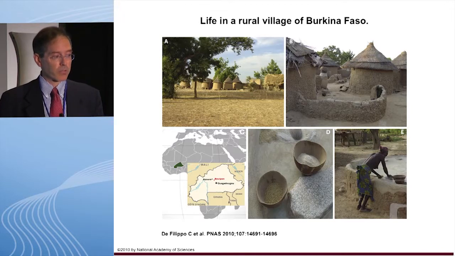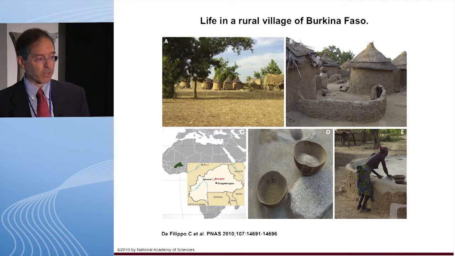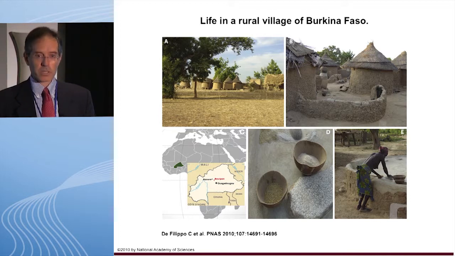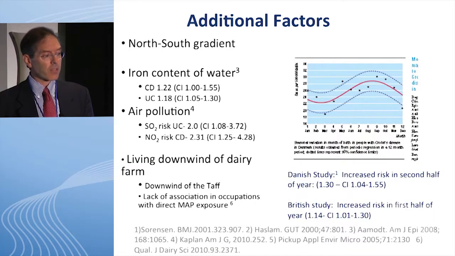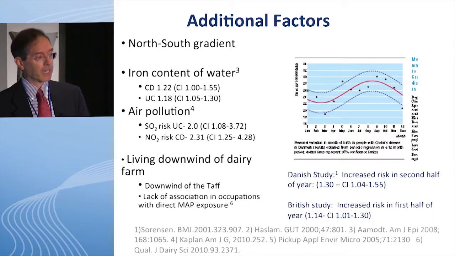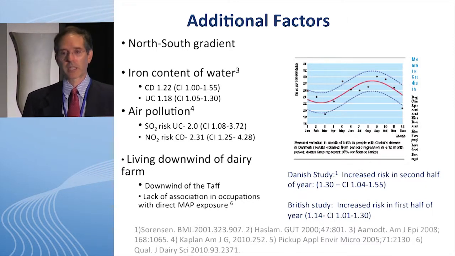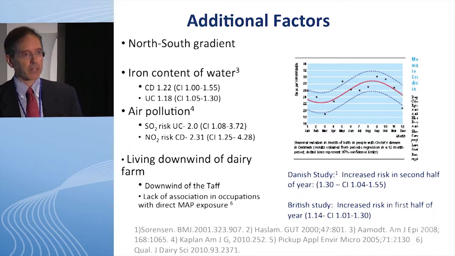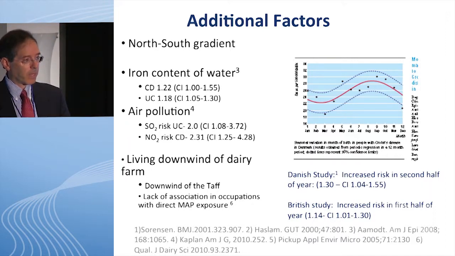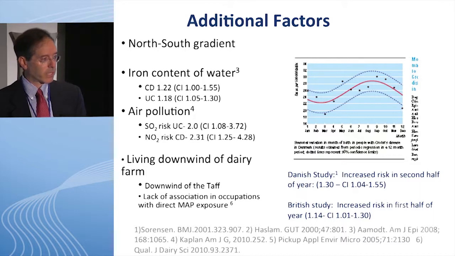So when you look at some of these rural villages, in one study in Burkina Faso, there was a radically different flora than what we have today. And so that's been one important step, but functionally what's going on, we don't fully understand. There are lots of additional factors that have been looked at: north-south gradient, iron content of the water, all sorts of things. Air pollution, we've done a little bit of work suggesting that air pollution may be a factor, and ozone may be an important factor, and something that's just coming out recently.